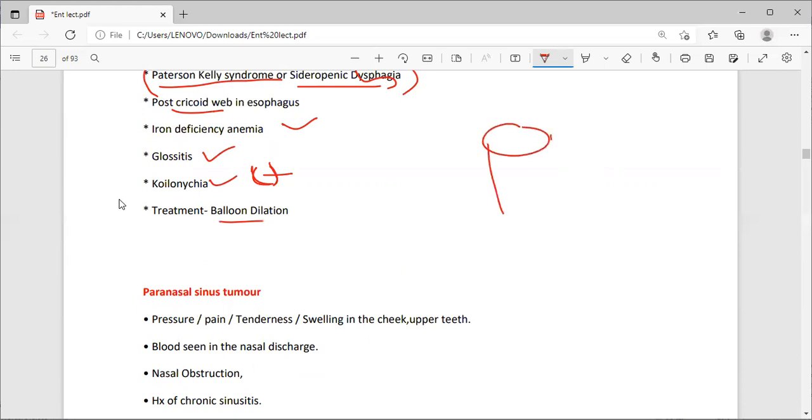So this is the esophagus. You have to balloon out to dilate the webs in the esophagus.